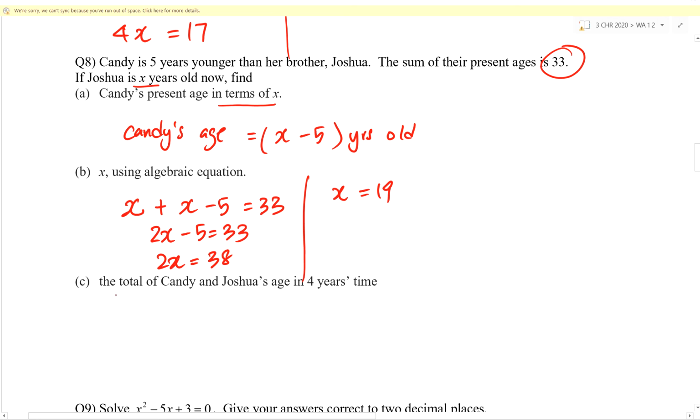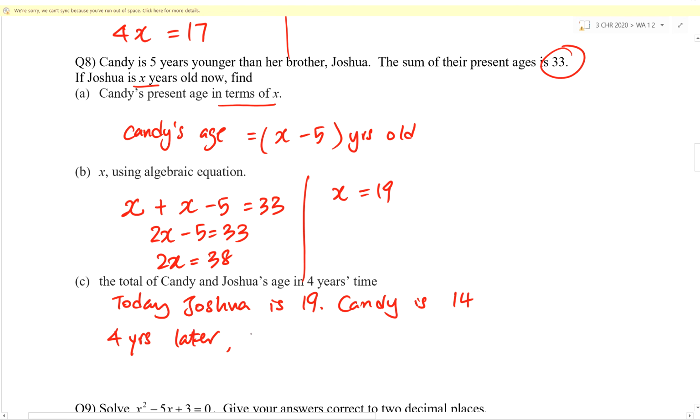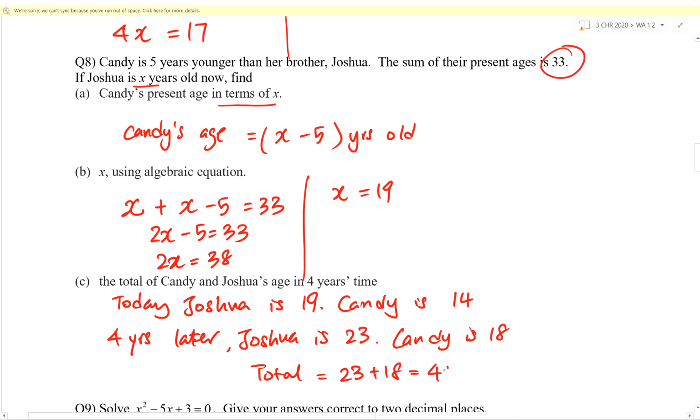Now in 4 years' time. Today, Joshua is 19. Candy is 5 years younger, so that's 14. 4 years later, Joshua is 23. Candy is 18. Total 41 years old. 23 plus 18, 41 years old.